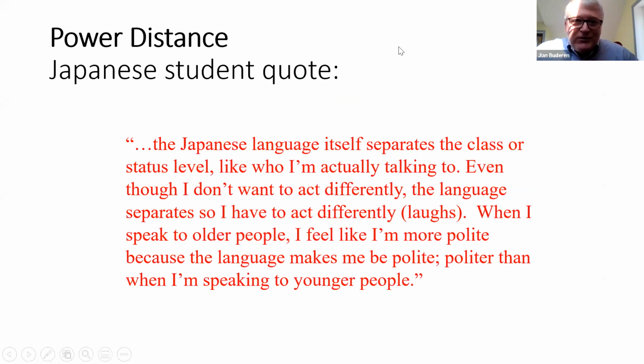And just a couple of quotes. These are from Japanese students that I worked with. The first was, the Japanese language itself separates the class or status level, like who I'm actually talking to. Even though I don't want to act differently, the language separates, so I have to act differently. When I speak to older people, I feel like I'm more polite because the language makes me be politer than when I'm speaking to younger people.